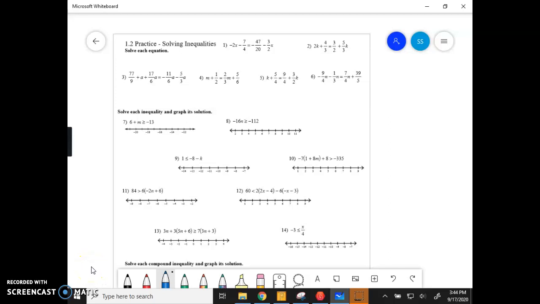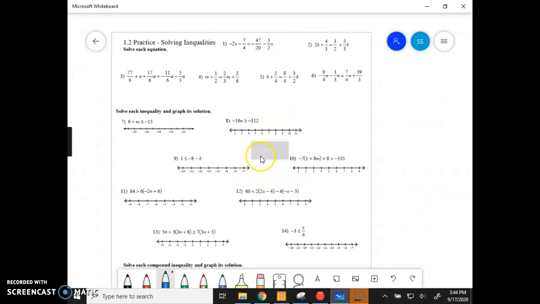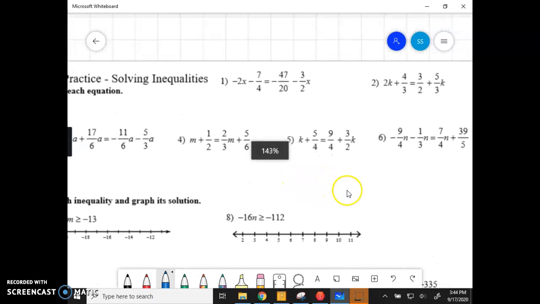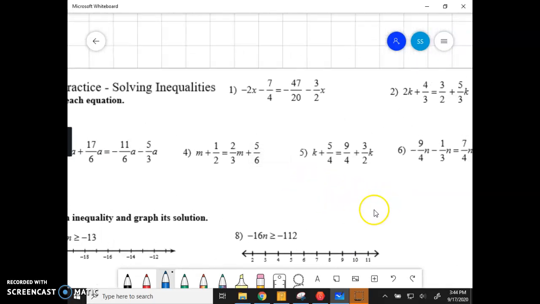Okay, I just wanted to make a quick video here on the practice problems for 1.2, solving inequalities for Algebra 2. This first section here is the same thing we were doing last week. It's just we don't have the least common multiple given to us, okay? So we just need to look at our common denominators.